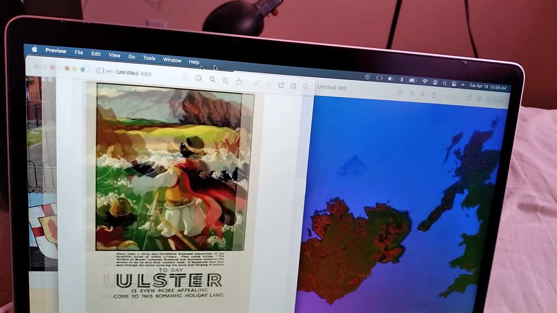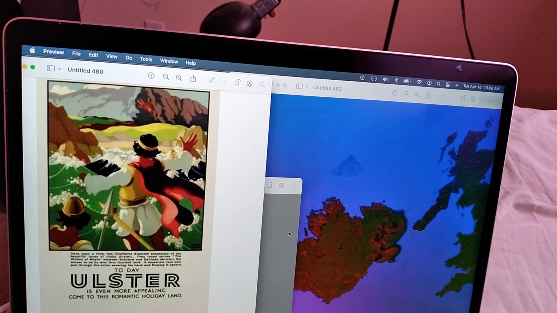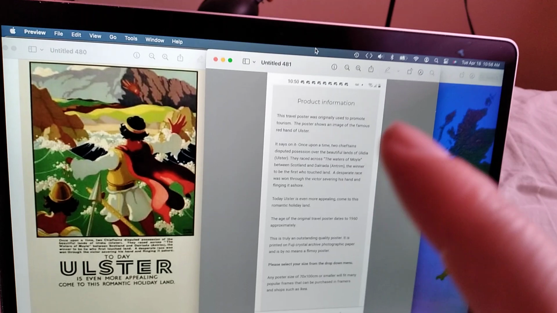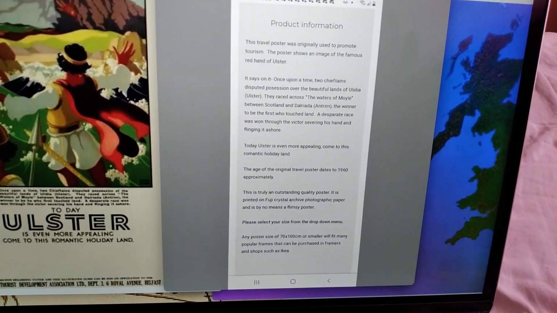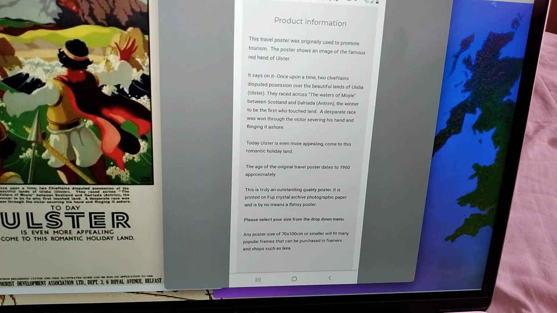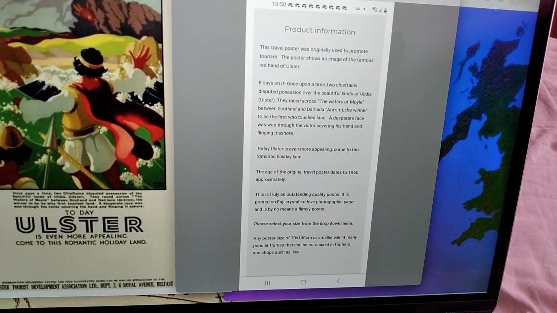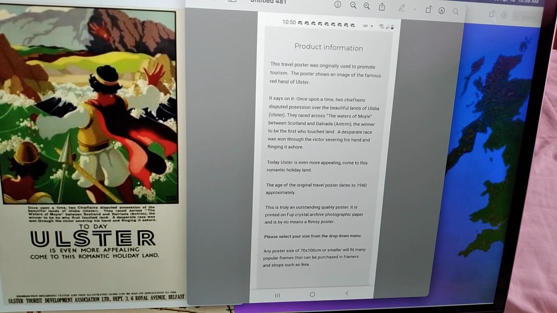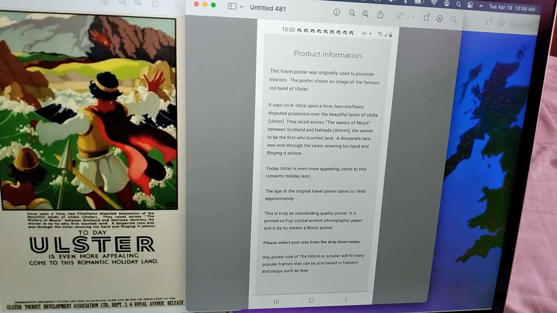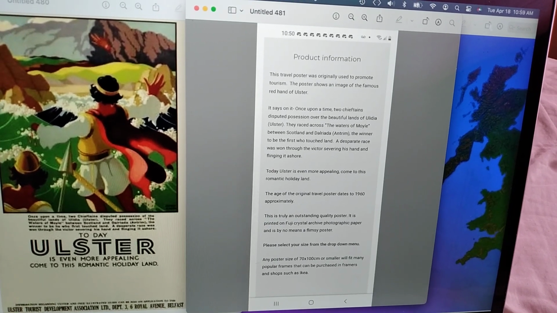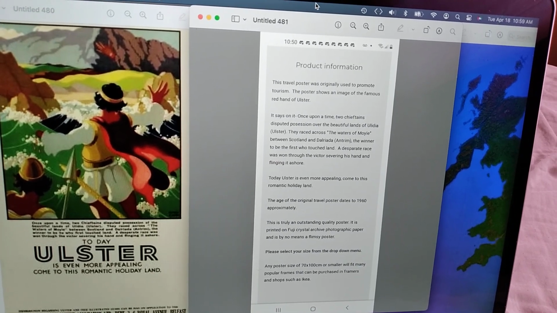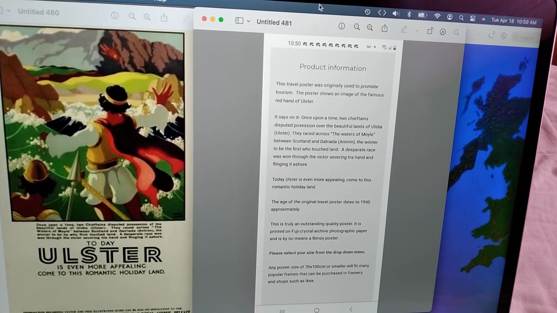And then it says, I think it has the description of the text. So, product information. This travel poster was originally used to promote tourism. The poster shows an image of the famous Red Hand of Ulster. It says on it, once upon a time, two chieftains disputed possession over the beautiful lands of Ulidia, Ulster. They raced across the waters of Moyle between Scotland and Dalriada.